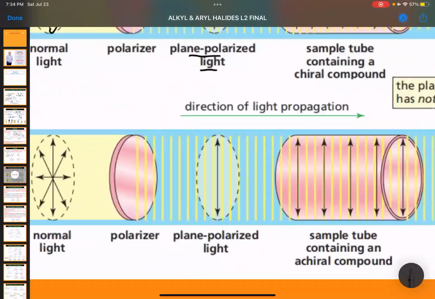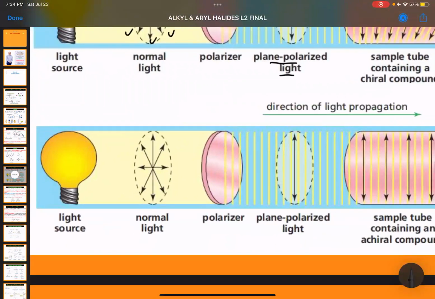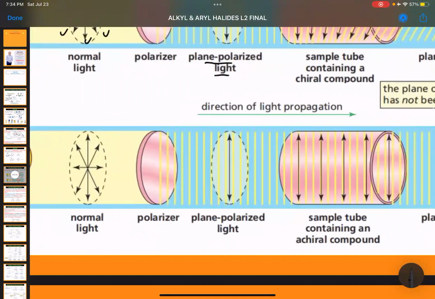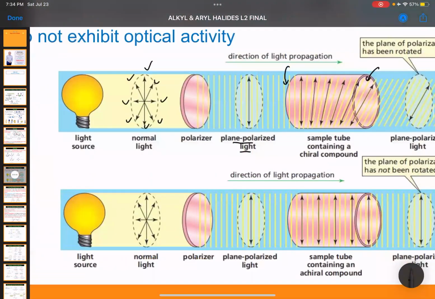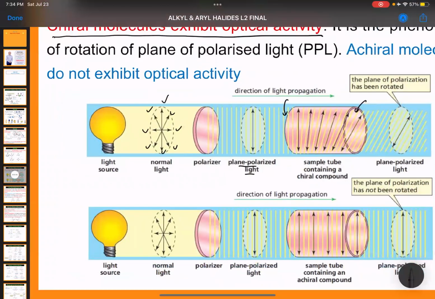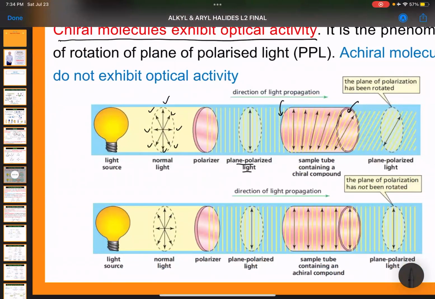The lower molecule is the case of an achiral or optically inactive molecule. The upper case is of a chiral molecule, or optically active molecule. So chiral molecules are optically active. They rotate the plane of polarized light.